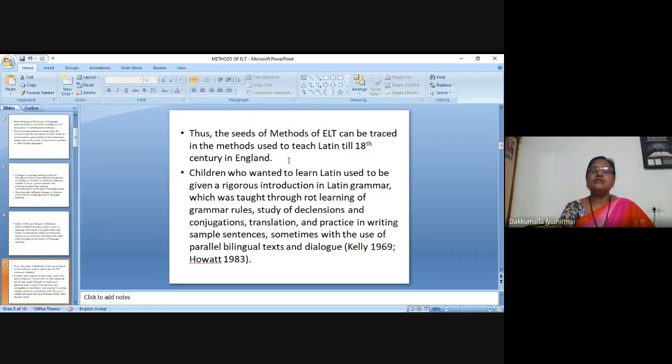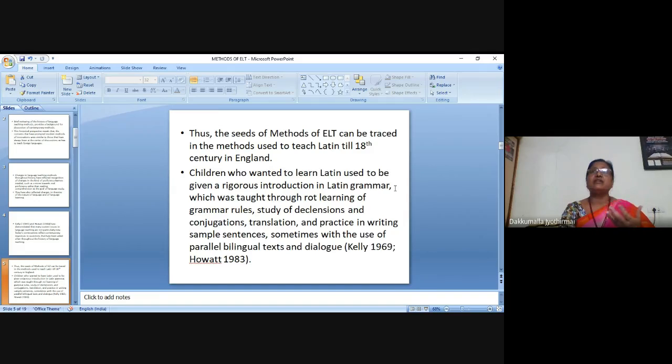So children who wanted to learn Latin used to be given a rigorous introduction to Latin grammar. So how was this language taught? After learning the alphabet, it is all about Latin grammar, which was taught through rote learning of grammar rules. You have to learn the grammar rules by heart.